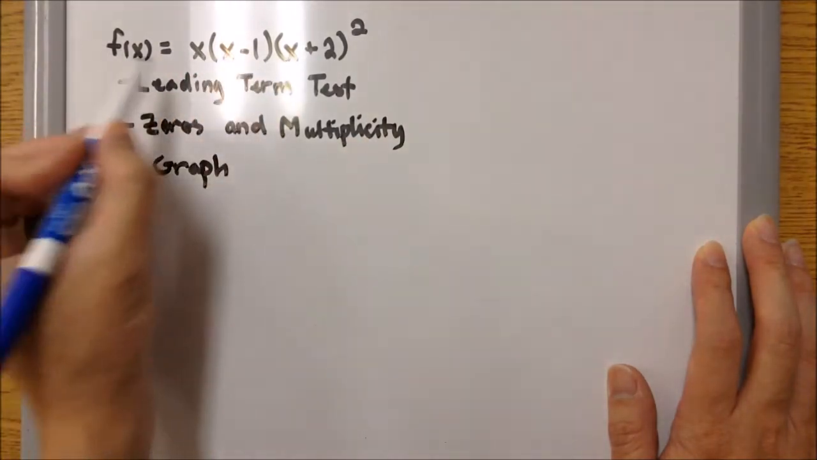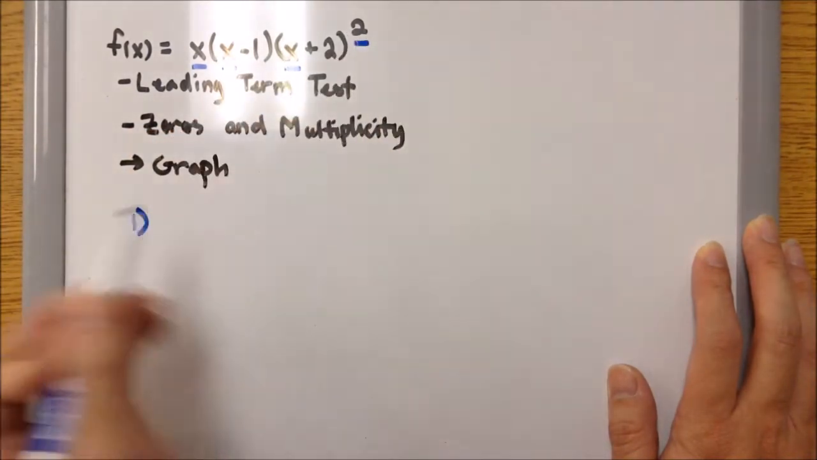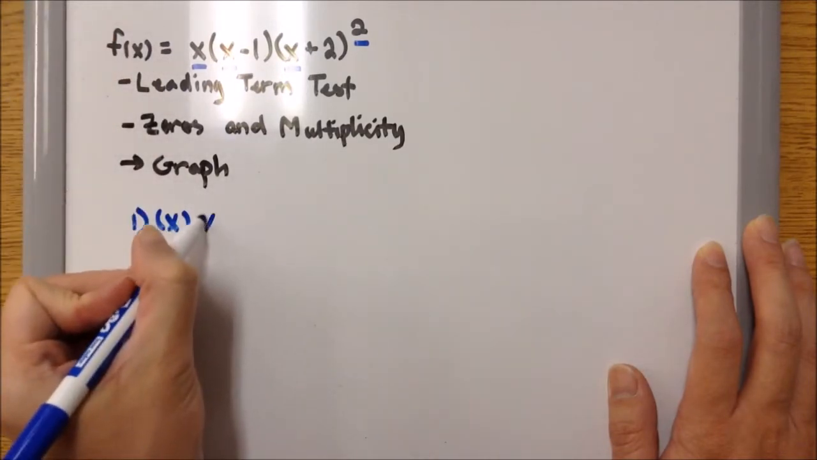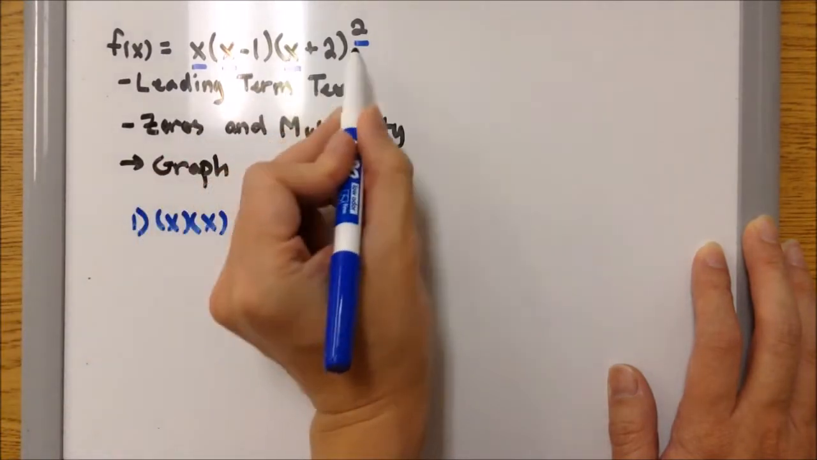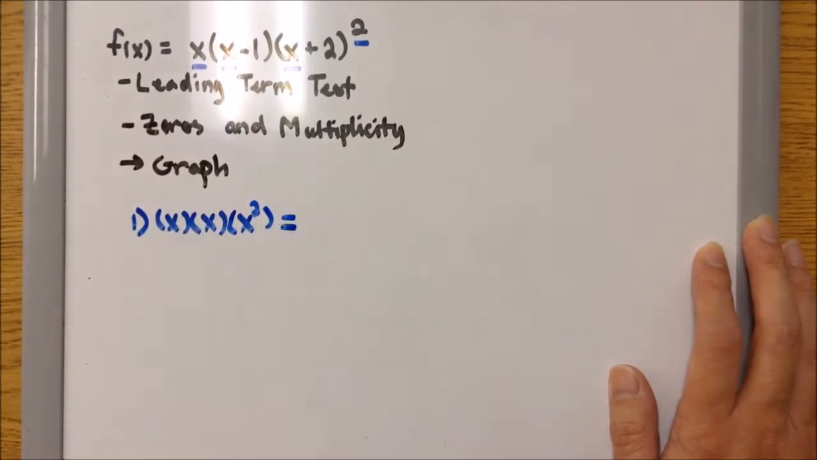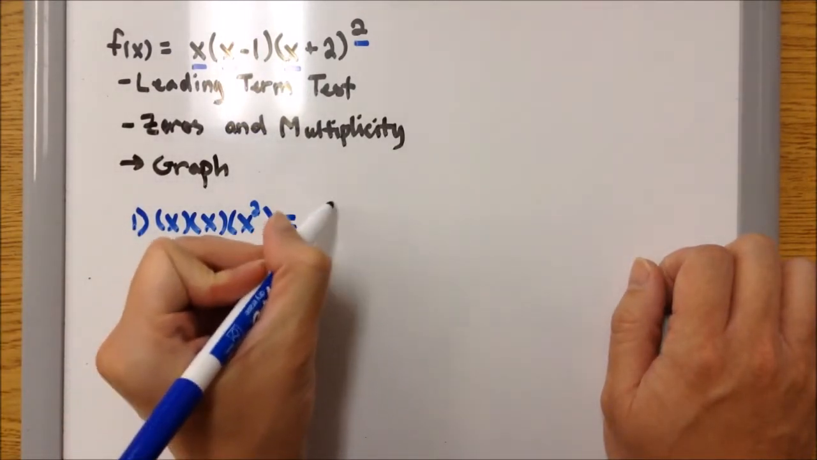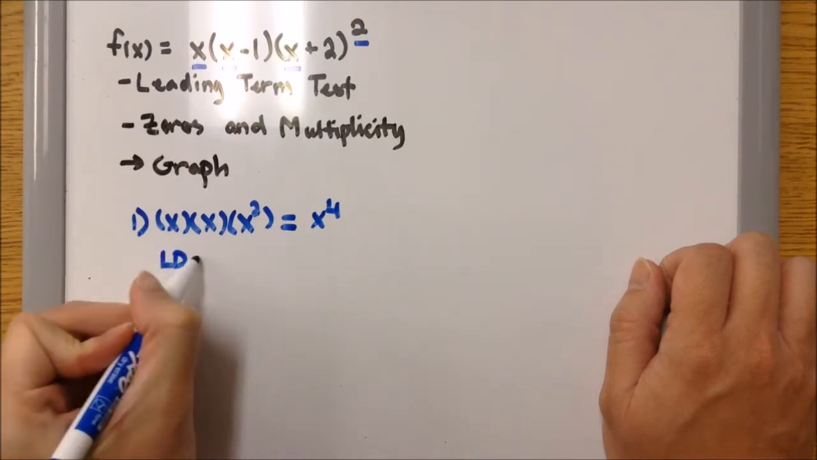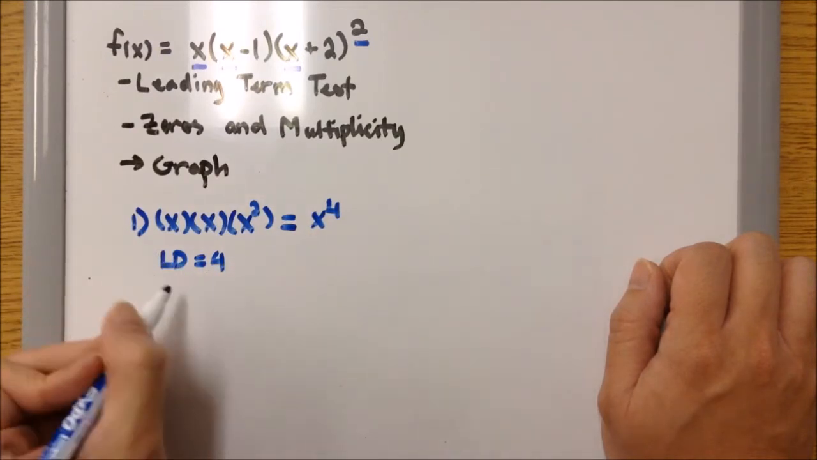what we're going to do is get all the x's in our leading term with the exponent. So x from here, and then x from the second one, and then x squared because it has a square right there. So when we multiply x times x times x squared, that would become x to the fourth. So leading degree is 4, and there's nothing in front except for an invisible 1.